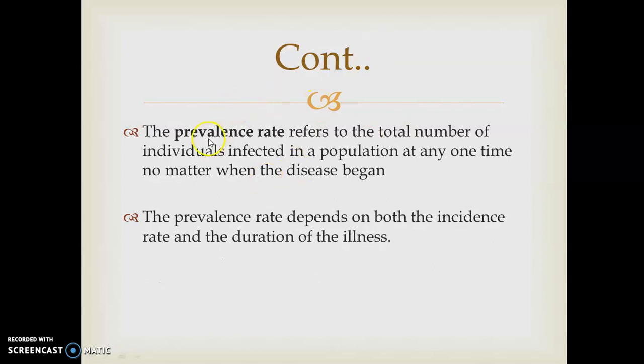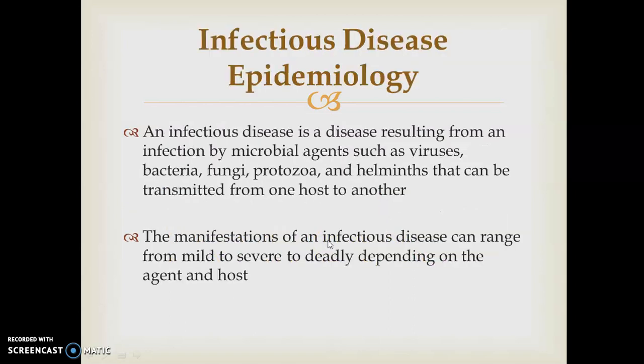Now the other is the prevalence rate. The prevalence rate refers to the total number of individuals infected in a population at any time, no matter when the disease began. Here we cannot know the specific time when and where the disease started. The prevalence rate depends on both the incidence rate as well as the duration of the illness.